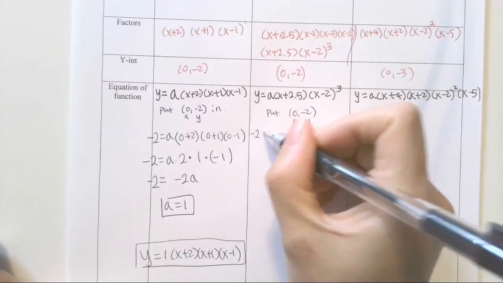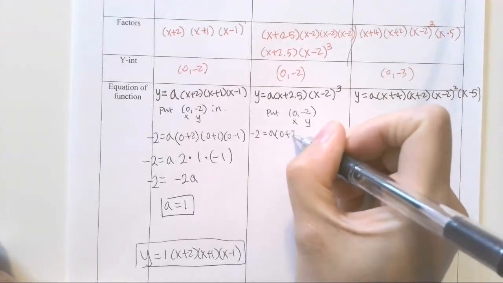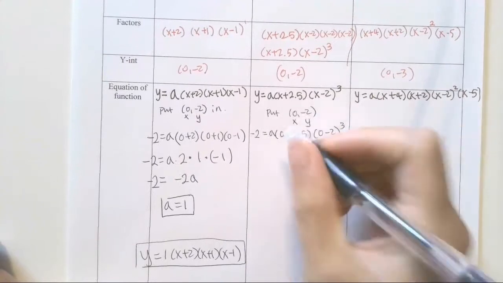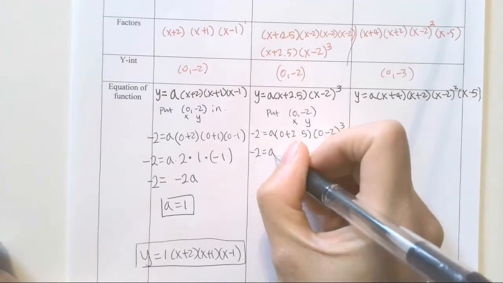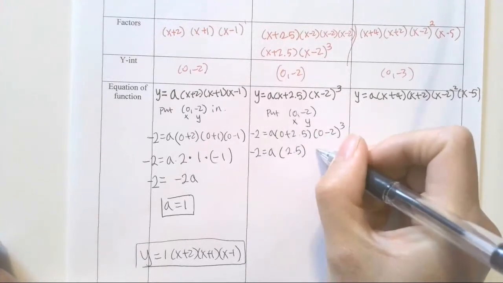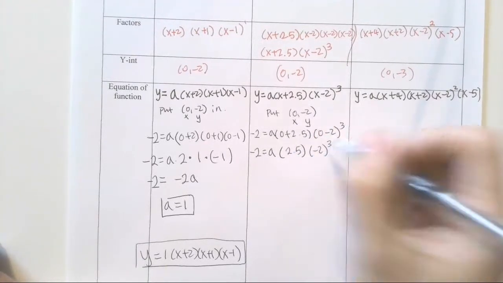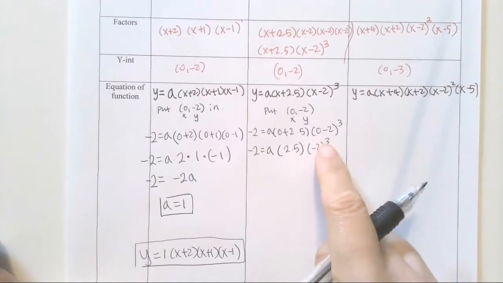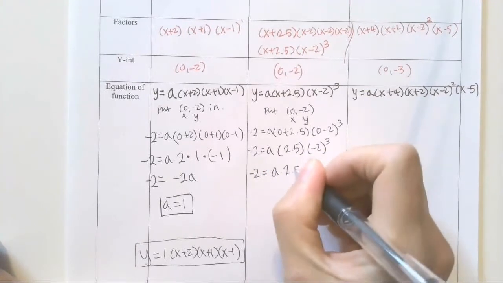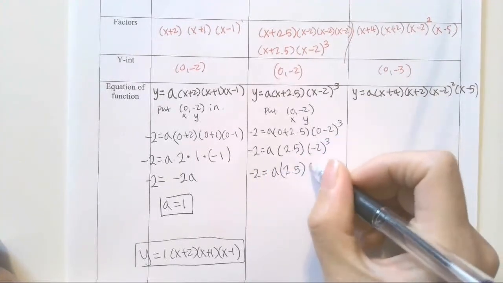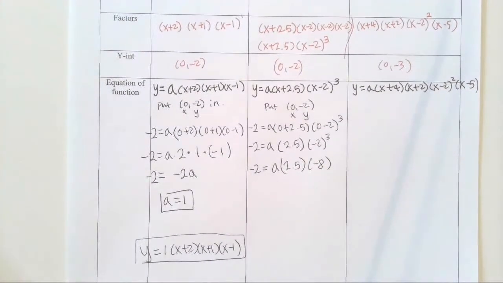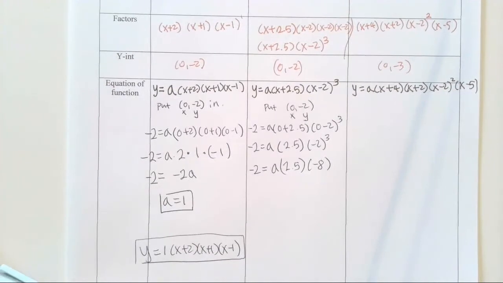Plug it in. -2 is equal to a times (0 + 2.5) times (0 - 2) cubed. Oh, be careful here, because there's lots of places you can make a mistake. 0 plus 2.5 is 2.5. 0 minus 2 is -2, cubed. Now, guys, do you multiply or do you do the exponent? Oh yeah, exponent first, because that's what you do in PEMDAS. So, what's -2 cubed? It's -8. Now what? I can multiply those two.